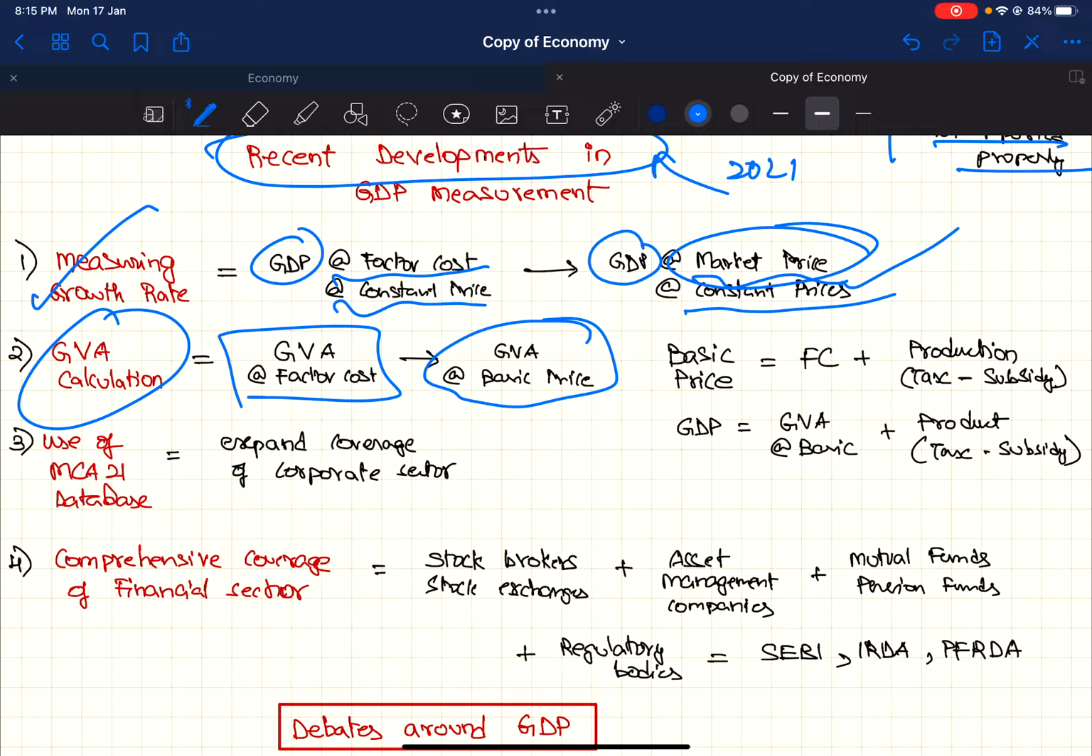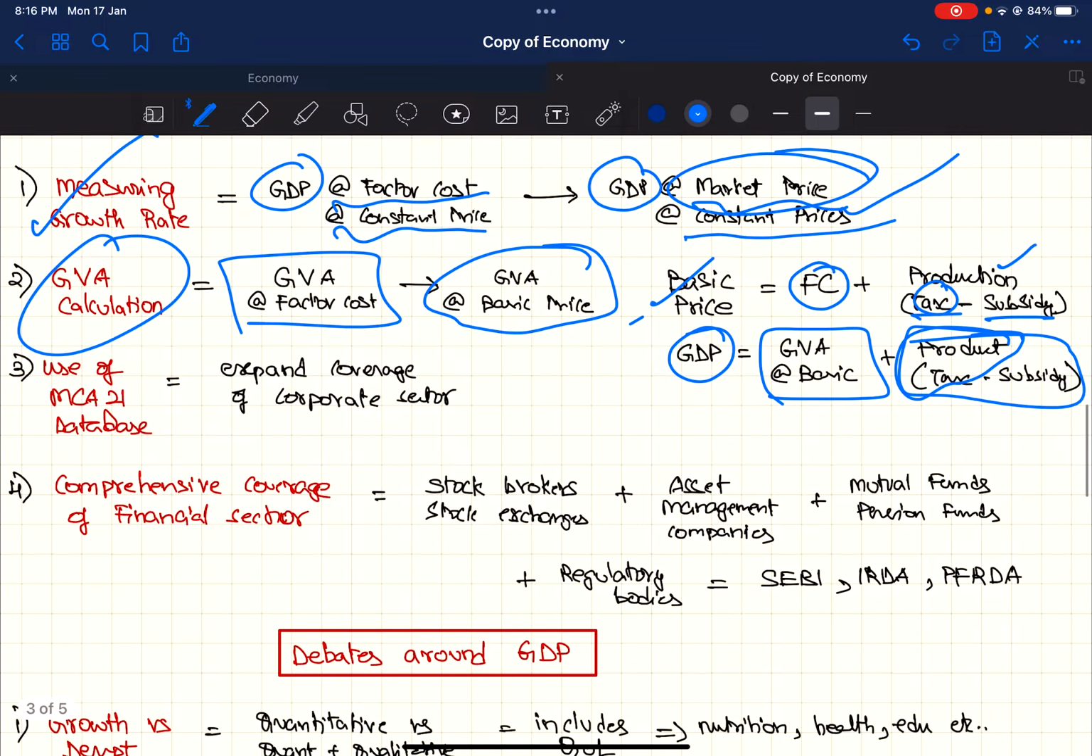So there is a difference between basic price and factor cost: to the factor cost you add production tax minus subsidy, and you get the basic price. And the GDP, we get it as GVA at basic price plus product tax minus subsidy. We must note that production tax and product tax are both different.